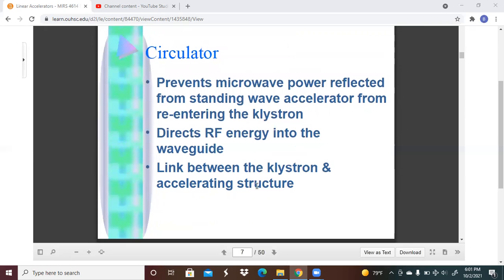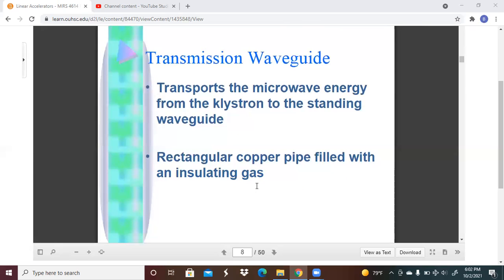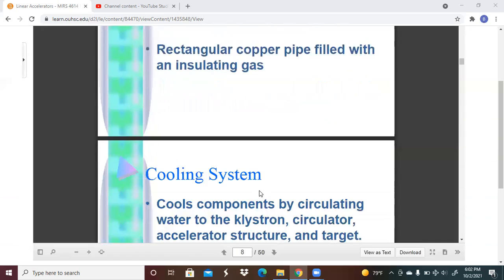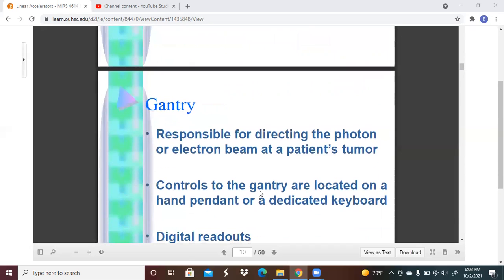The circulator prevents microwave power reflected from the standing wave accelerator from re-entering the Klystron. So it directs the radio frequency energy into the waveguide, and it's the link between the Klystron and the accelerating structure. Then the transmission waveguide transports the microwave energy from the Klystron to the standing waveguide. It is a rectangular copper pipe filled with an insulating gas. And then you've got the cooling system. It cools components by circulating water to the Klystron, the circulator, the accelerator structure, as well as the target.